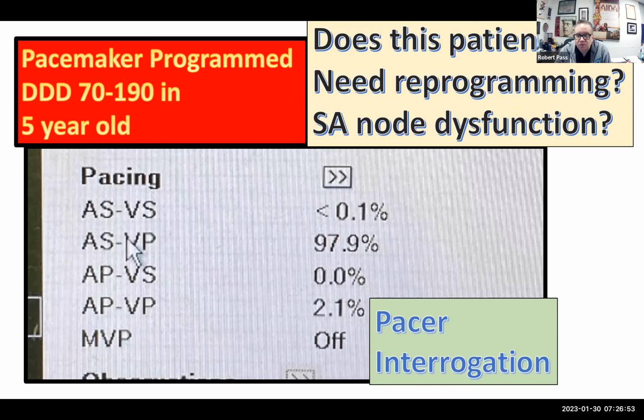So why don't I ask Maya? What do you think, Maya? Does this patient have sinus node dysfunction based on this? So we'll just go through this. Essentially, the patient is A-sense V-paced 98% of the time, and A-paced V-paced 2% of the time, when programmed 70 to 190 in a 5-year-old.